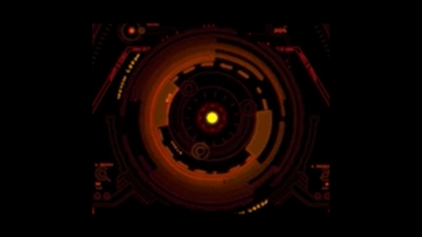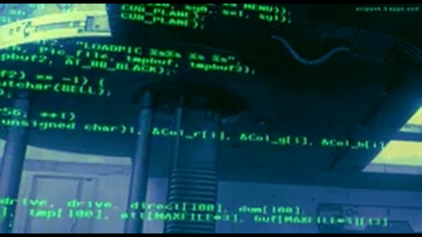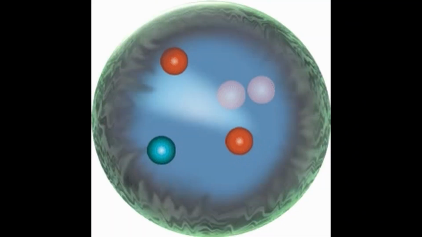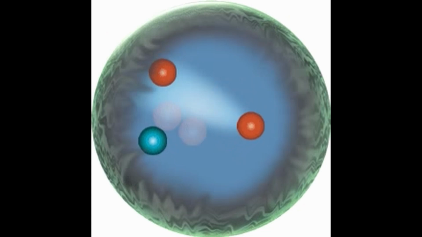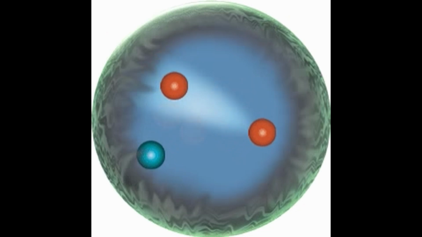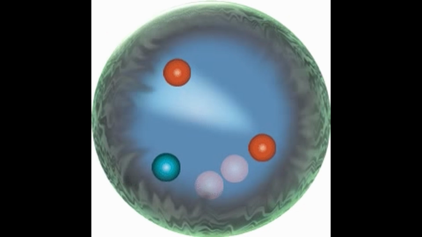Basic concepts. A. Sample space: the set of all possible outcomes of an experiment or random process, denoted by omega, Ω. Example: for a coin toss, Ω = {heads, tails}. B. Event: a subset of the sample space. Can be simple (single outcome) or compound (multiple outcomes). Example: getting heads in a coin toss is an event.